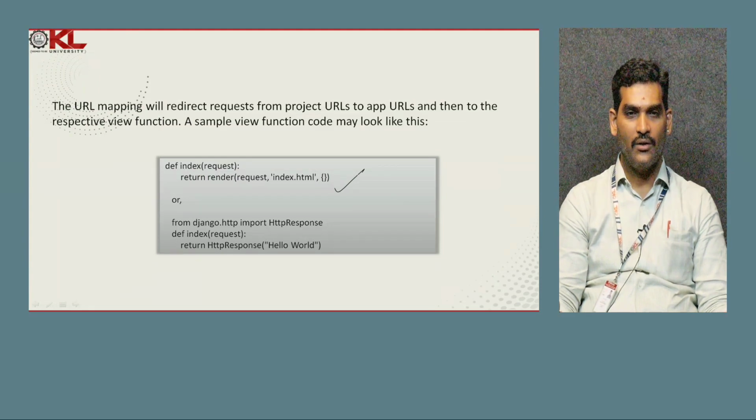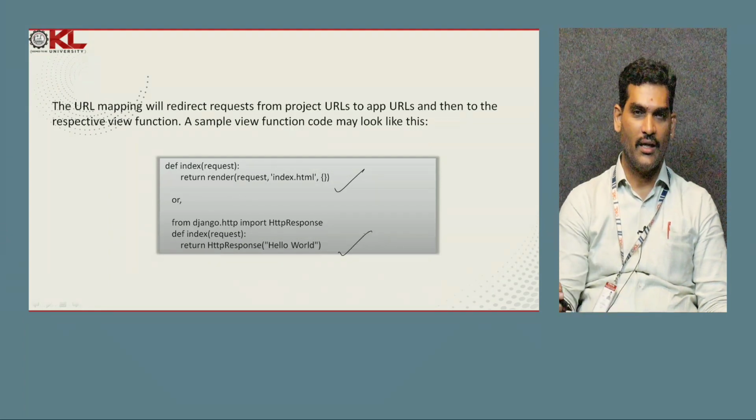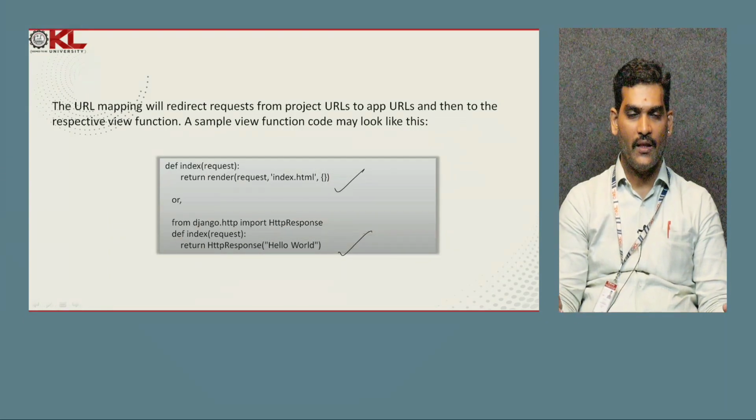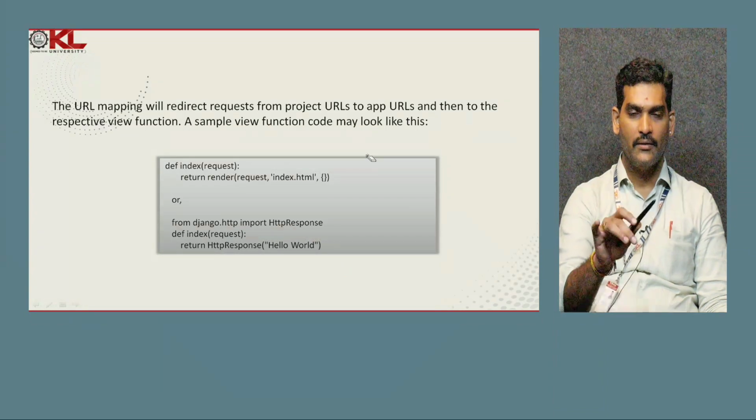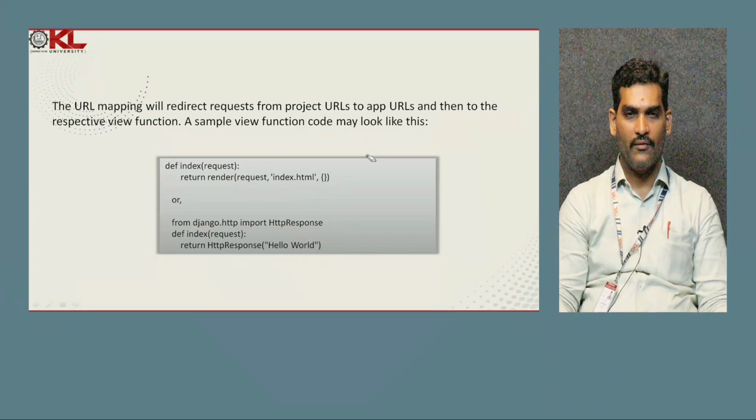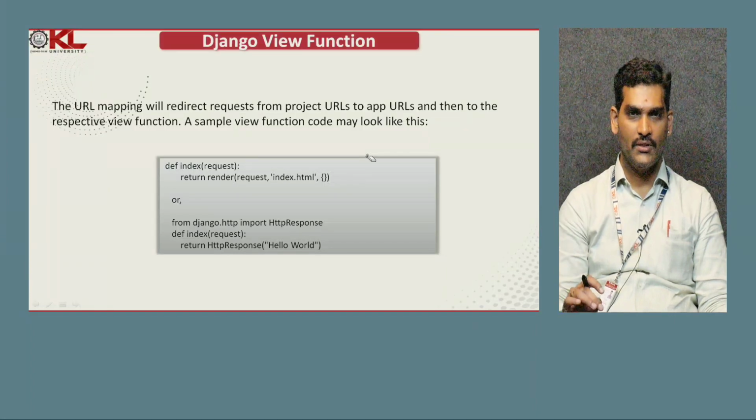Otherwise, from django.http import HttpResponse, we are creating the same method. def index of request, return HttpResponse of hello world. Like that, these are two ways of creating under views, so that the particular view will be written and our work will be done, rendering will be done properly. So this is the view function.